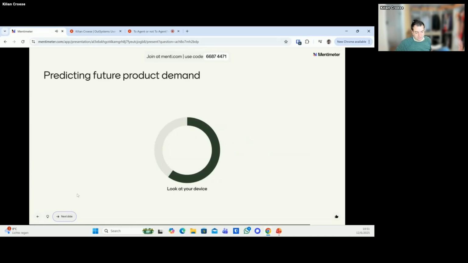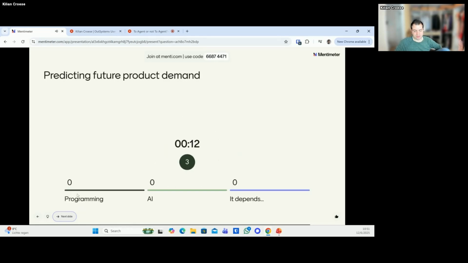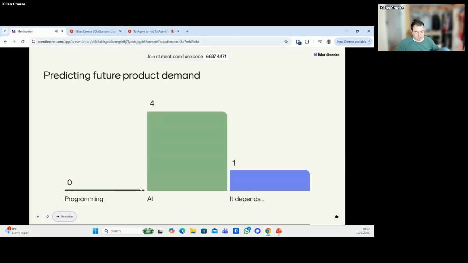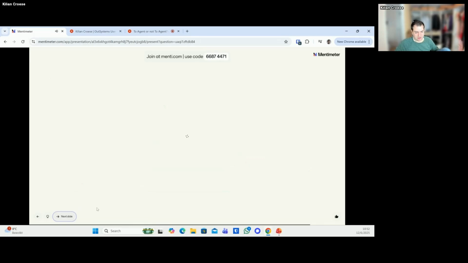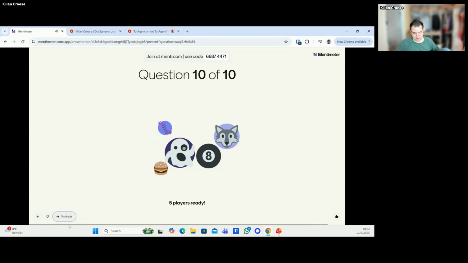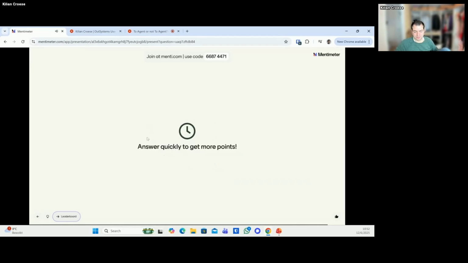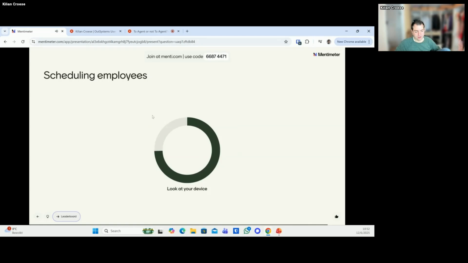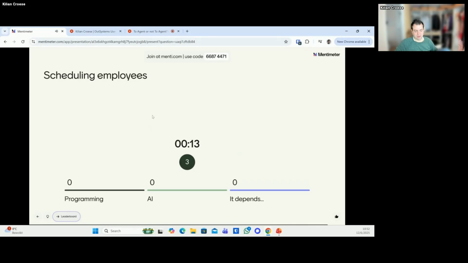Predicting future product demand. Programming, AI? Yeah, depends. Oh, you guys are fast. Someone's doubting. All right. Are we at the last one already? I think 10 in retrospect was a bit too much. Okay, we need to finish now, right? Scheduling employees. So 2 more.